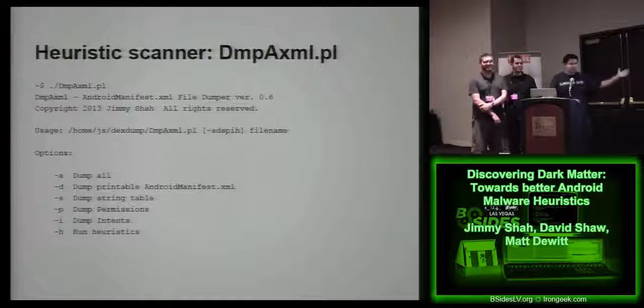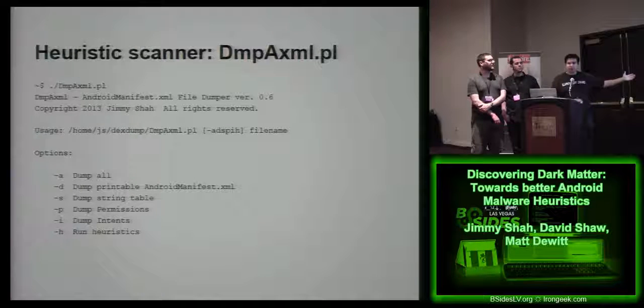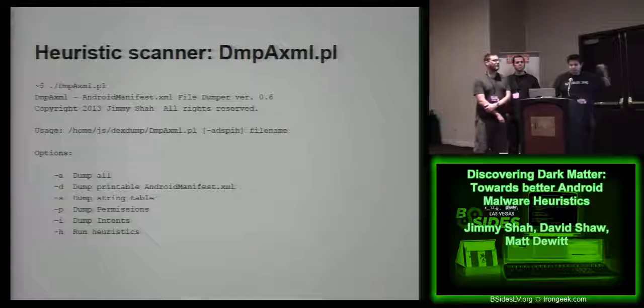The actual tool itself is dump XML. It should be on, I think, Assembly. I might have to release it; it might still be private. The tool itself is pretty straightforward. You can dump out a printable version of the Android manifest XML. If you just unzip an APK by itself, you end up with a binary XML version of the Android manifest XML. You can use tools like the one David mentioned, APK tool. APK tool will convert it from the binary XML format to text, and you can read and look at everything there.